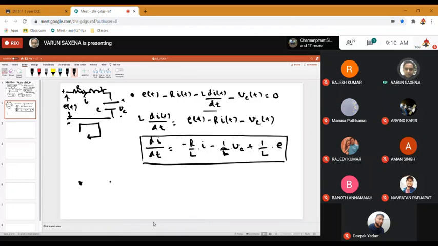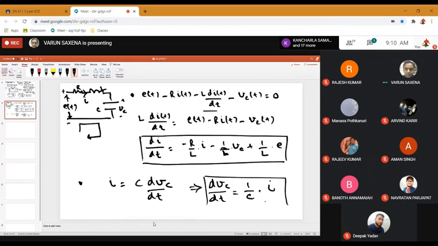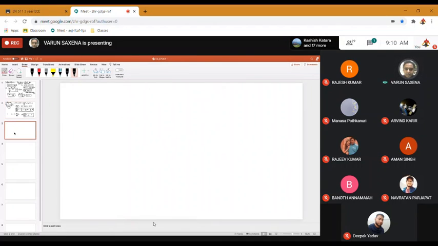We know that i is going to be C dVc by dt. So here we get the differential of the second state variable. So this can be written as dVc over dt is 1 upon C times i. So now I have the second differential equation in terms of another state variable. So now I have two equations. Let me just write them again.